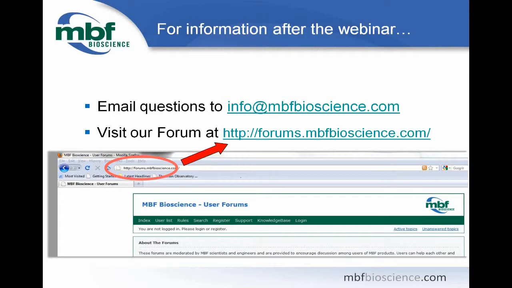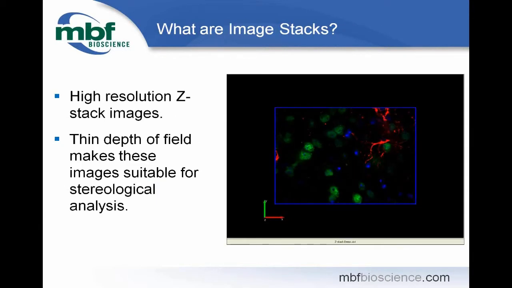Our demonstration must begin with a bit of background. The first question to address towards this end is simply, what is an image stack? Image stacks are high-resolution Z-stack images. Thin depth of field makes these images suitable for stereological analyses. In order to have these images be suitable for stereological analysis, we must acquire them with a high-power objective lens. Using an objective lens with a high numerical aperture means that very small increments can be used between each Z-stack image. I'll have more on the use of high-powered objective lenses later in our demonstration.